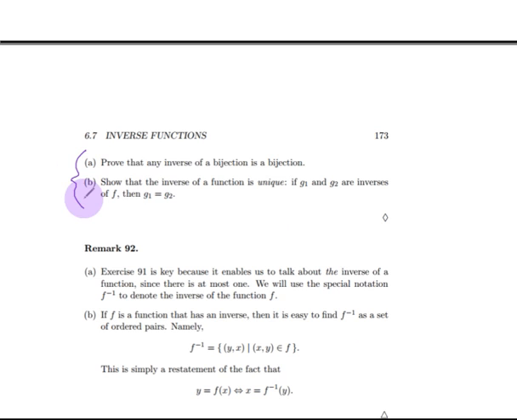Now here are some other properties of bijections. Prove that any inverse of a bijection is a bijection, and then show that the inverse of a function is unique. There can't be two different inverses of a function. Yeah, that's an important point because we do later on talk about an inverse of a function, and later on we'll see that in some instances functions form a group, and we need to have an inverse of a function in order to get a group of functions.